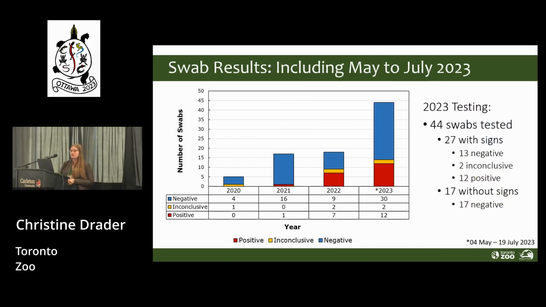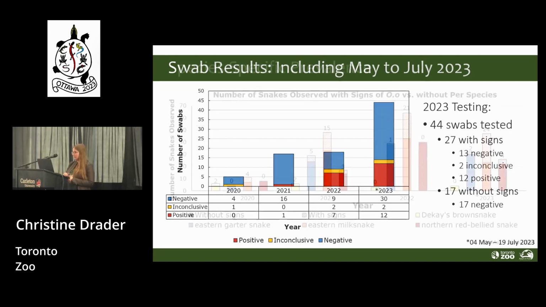The results this year: we swabbed 44 snakes. 27 had signs, 17 without. Of the 27, 12 came back positive and 2 inconclusive. So again, we're seeing a slight increase from last year. And of the 17 without signs, they all came back negative, so not much to be seen there.